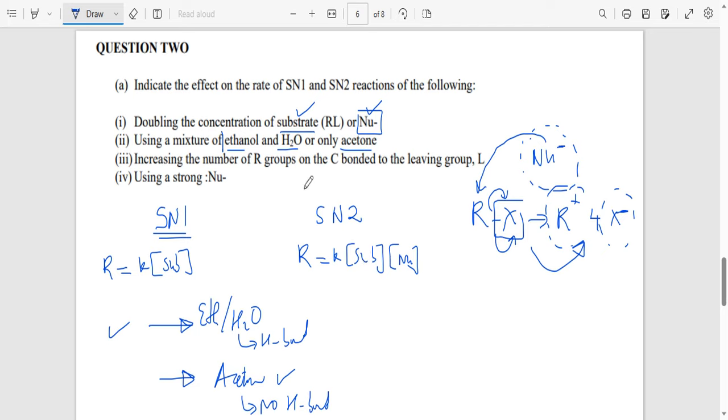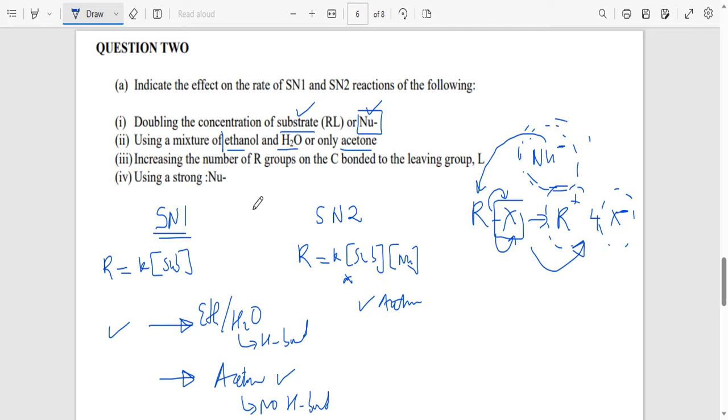And so a mixture of water and ethanol is not going to be good for SN2. Instead, acetone is going to be good for SN2. Why? Acetone will simply be able to surround this one, but it will not be able to form hydrogen bonds. So that is what happens here. But if you talk about acetone with SN1, acetone will not be good.